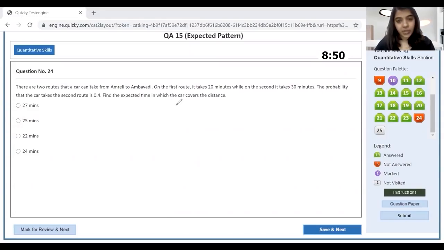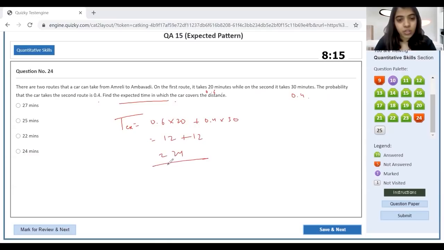A car can take 2 routes, fine. The first route takes 20 minutes, the second takes 30 minutes. The probability that the car takes the second route is 0.4. So this probability is 0.4. This probability is automatically what? 0.6. Expected time, or expected win, is what? Probability into expected return, right? So the expected time would be what? 0.6 into 20 plus 0.4 into 30. 12 plus 12, which is what? 24. 24 minutes is our expected time.